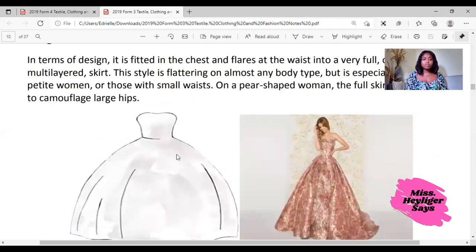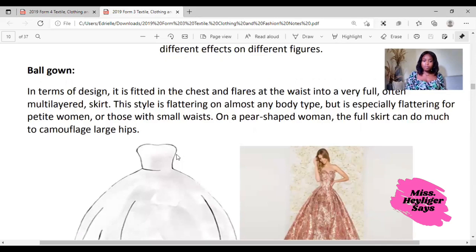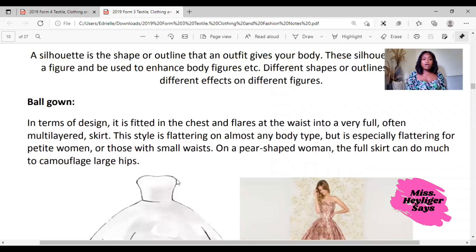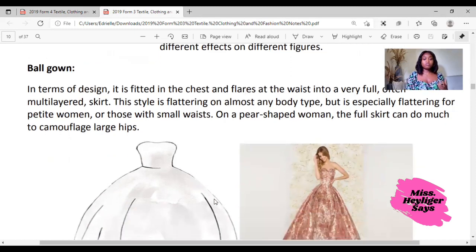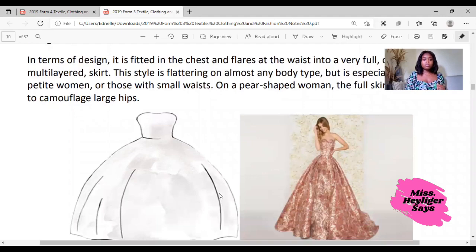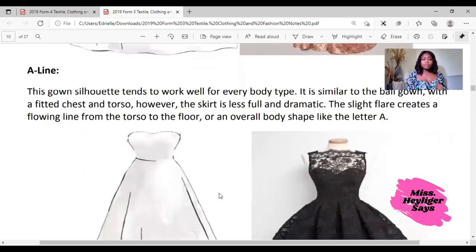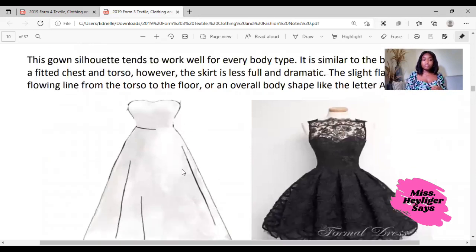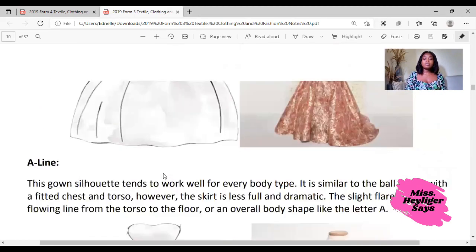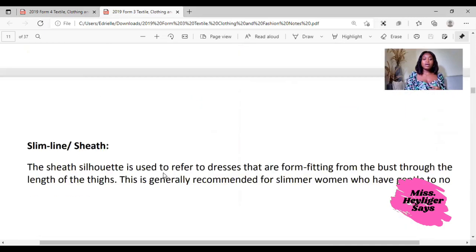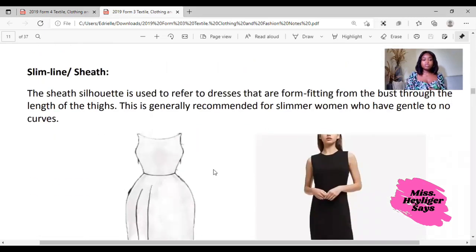We have the ball gown silhouette, which is a very common, or I should say it's a classic silhouette, right? You have a fitted torso, and then from the waist, it begins to flare out, but it flares out in a very bulky fashion. So this is like your Cinderella dress and princessy dresses and so on. Then we have the A-line dress, which is similar to the ball gown, but it's not as bulky. So even though it's fitted at the torso and it flares from the waist, it's not as bulky as the ball gown.